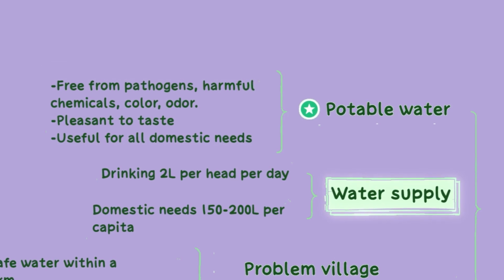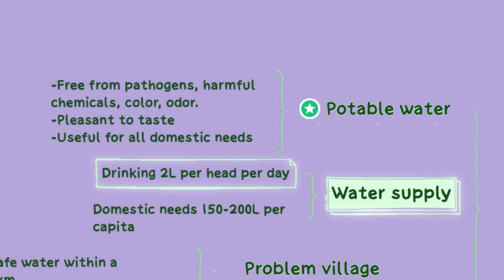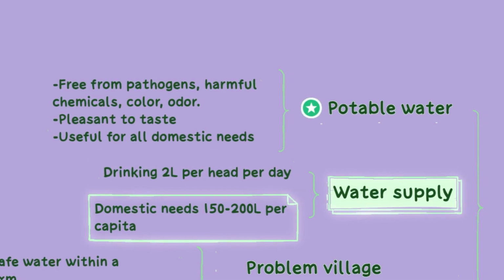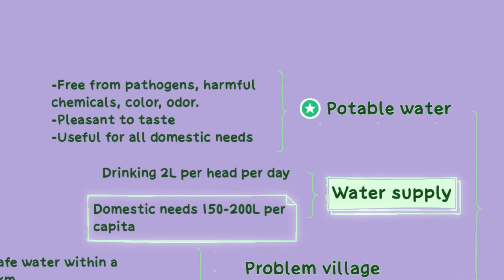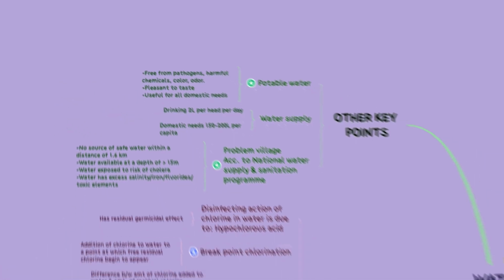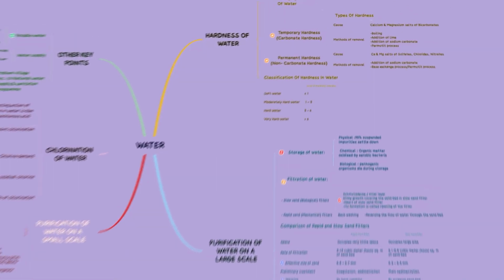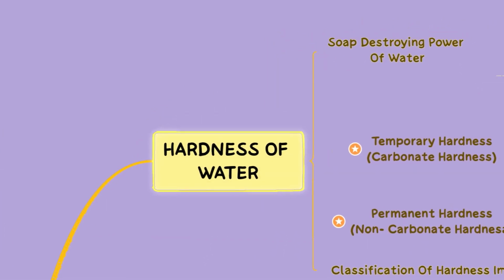Coming to water supply and requirements. The recommended amount of water for an individual's daily consumption is around 2 liters. For overall domestic use, the recommended range is between 150 to 200 liters per capita per day. We will come back to the points on this side of the mind map in some time. Let's first go through the concept of water hardness.